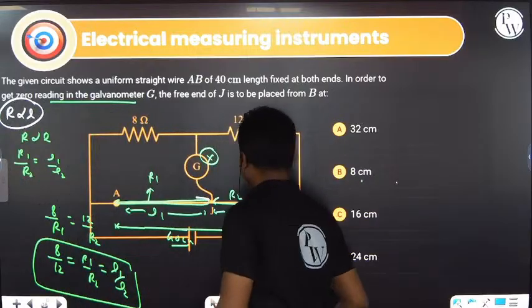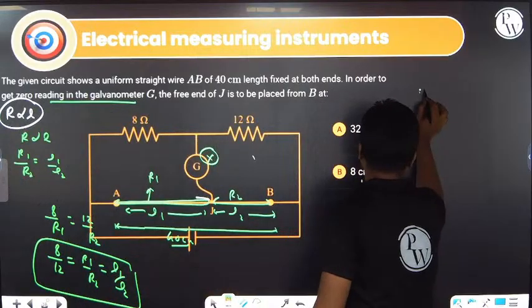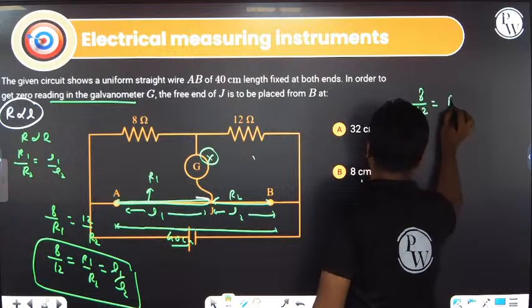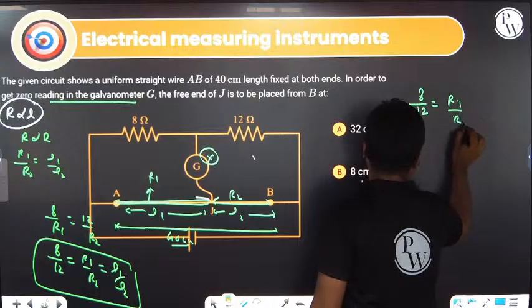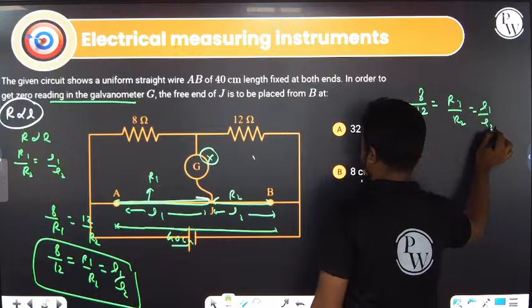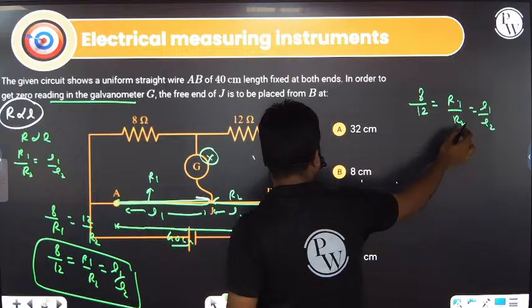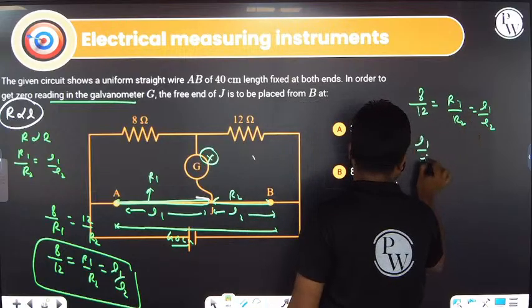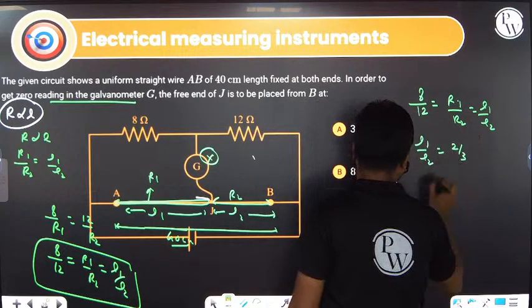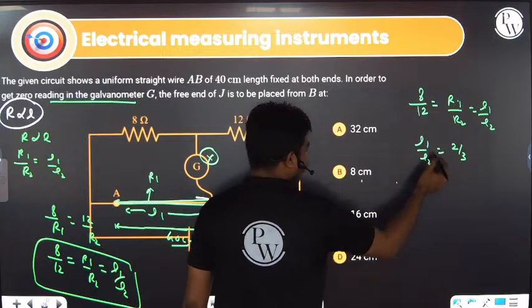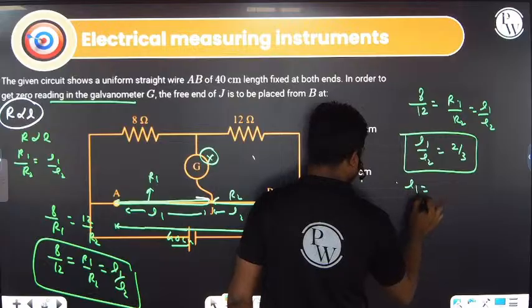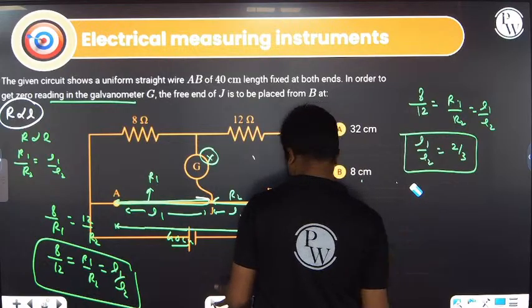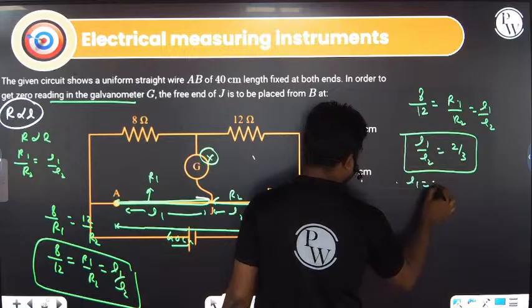So now we have the relation. What is the relation we got from the calculation? That is 8 by 12 is equal to R1 by R2, which is equal to L1 by L2. So from here L1 by L2 is 2 by 3. This is one equation we can write. If I write L1 equals 2x, it will not be wrong, and L2 equals 3x.